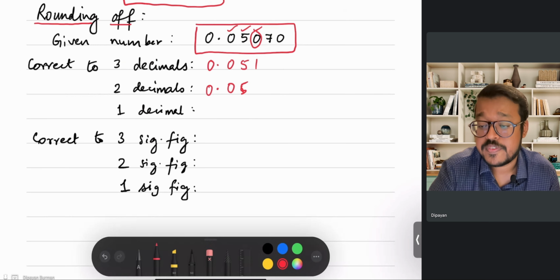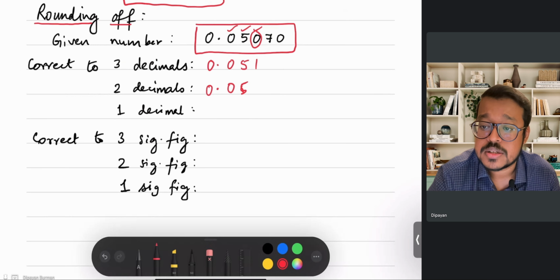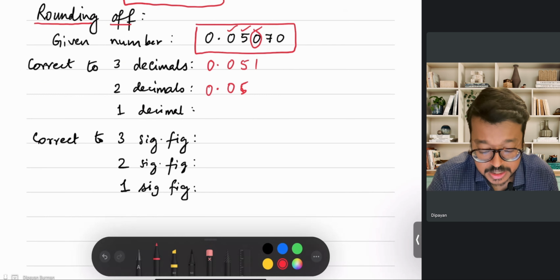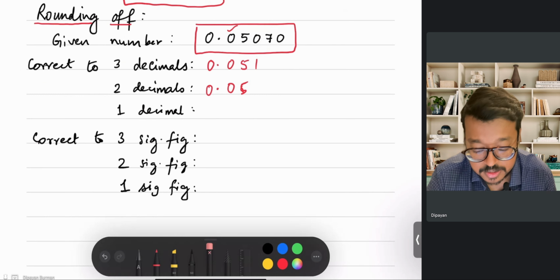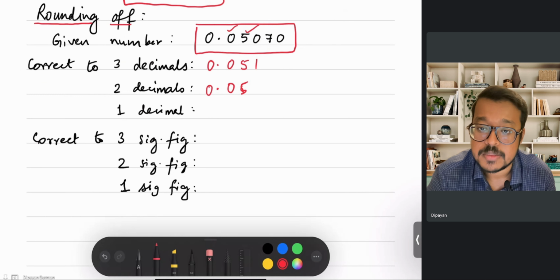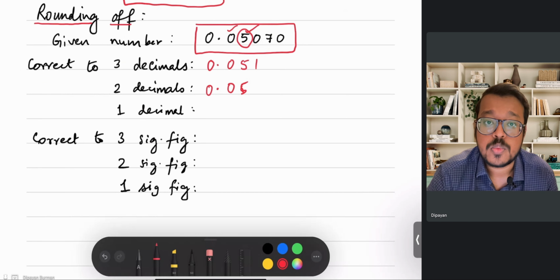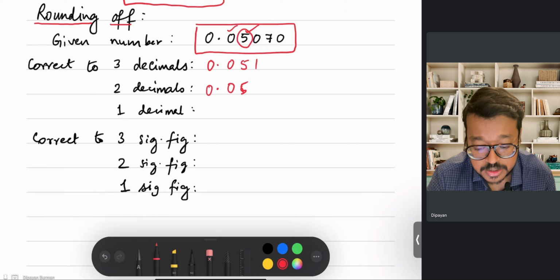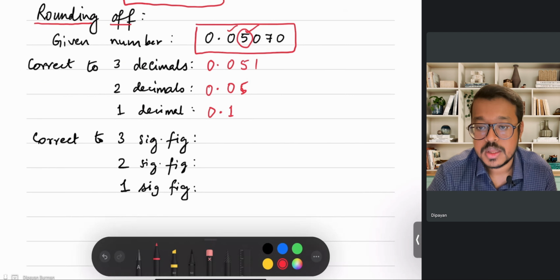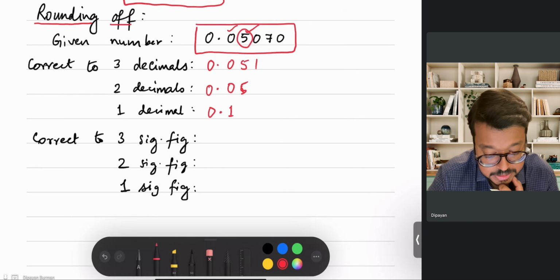Alright, now if I was rounding off the number correct to 1 decimal place, then I will look at the number only till the 2nd decimal place, and the 2nd decimal place is 5. So when I am dropping this digit, the 1st decimal place I will increase by 1. So the rounded off number will be 0.1, correct to 1 decimal place.